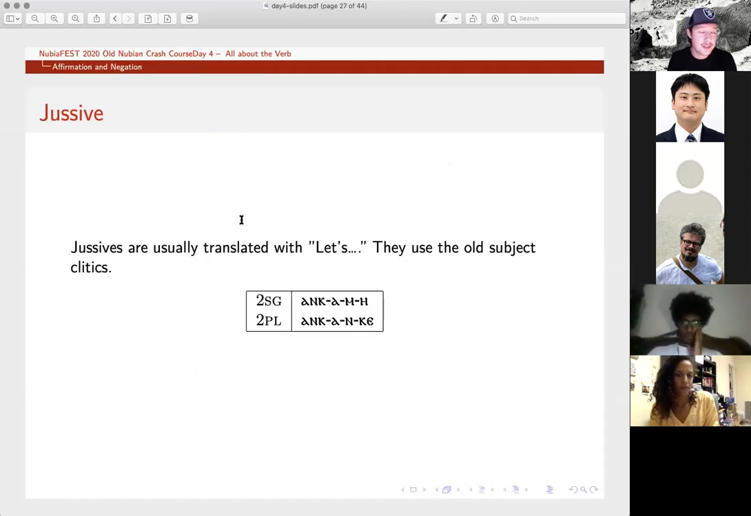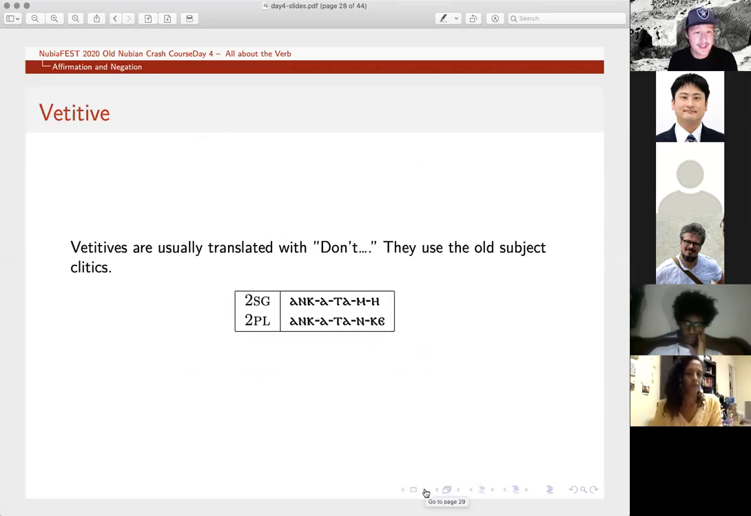Then you have a few more of these forms, like a jussive with ma and unka. They're not very frequent, but they appear sometimes. And they're vetatives, which basically mean don't do this, don't do that. Again, here you see it with the old subject clitics, and very nicely, this ta.